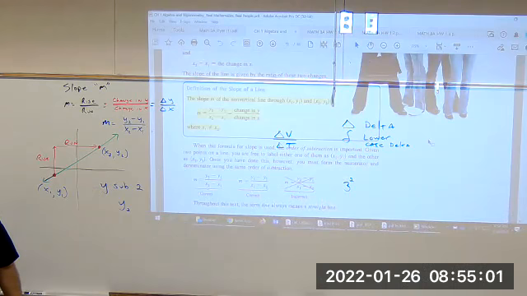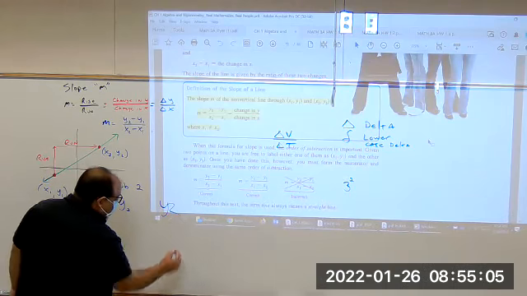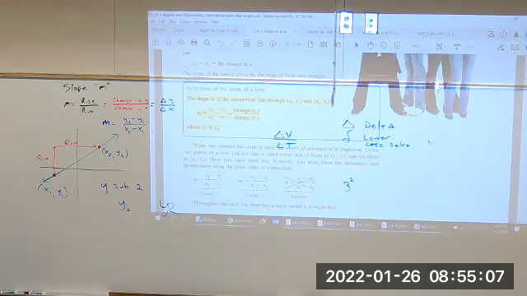Neatness counts. This is not y sub 2. That's like a 2y. Trust me. Remember, it's a language. When you write, you expect to be understood. Just because you understand what you write does not mean the person who's grading your paper will understand. Neatness counts.